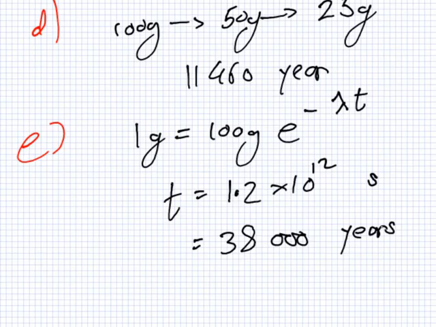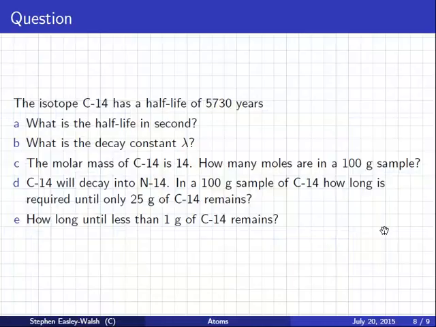Approximate. Yep. So it takes a very long time for 100 grams of uranium to become only 1 gram of uranium. That was uranium, wasn't it? Oh, sorry, not uranium. This was carbon-14. So it takes a very long time for carbon-14 to decay.